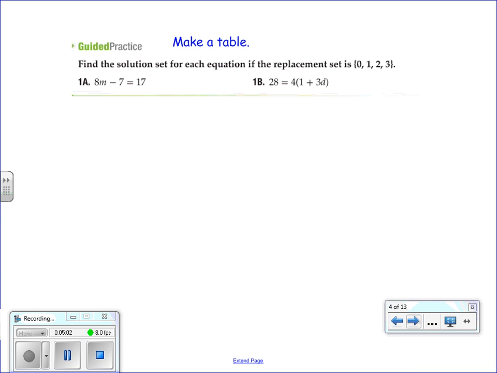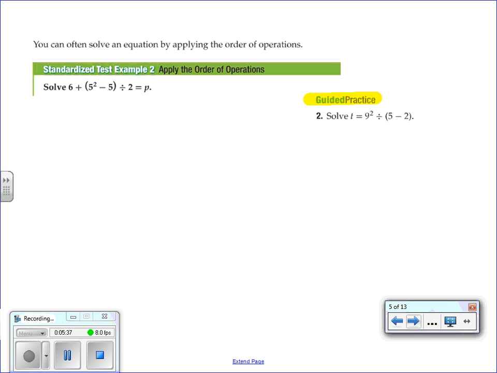What I'd like you to do is practice making a table for both of these guided practices. For 1A, use this as your replacement set. Replace your variable with each of those numbers and see which of those statements makes it true. I'll be looking for tables tomorrow, so make sure you make your table to figure out your solution set. Pause the video and do your two tables, one for 1A and one for 1B, using that replacement set.